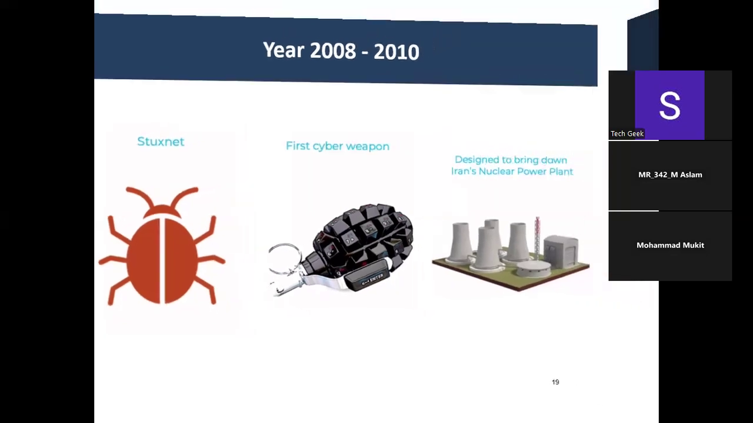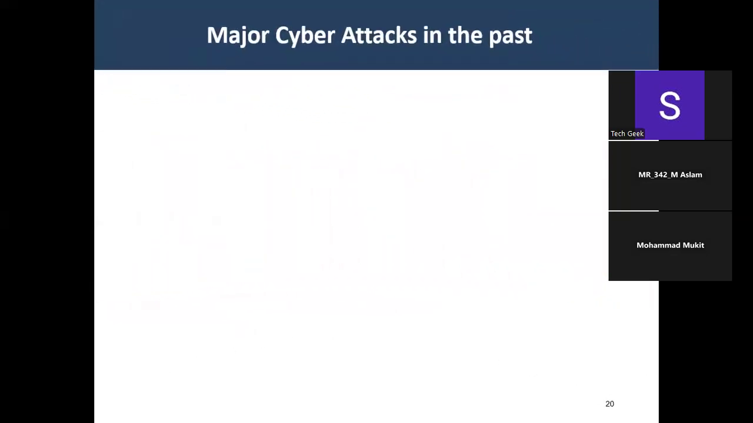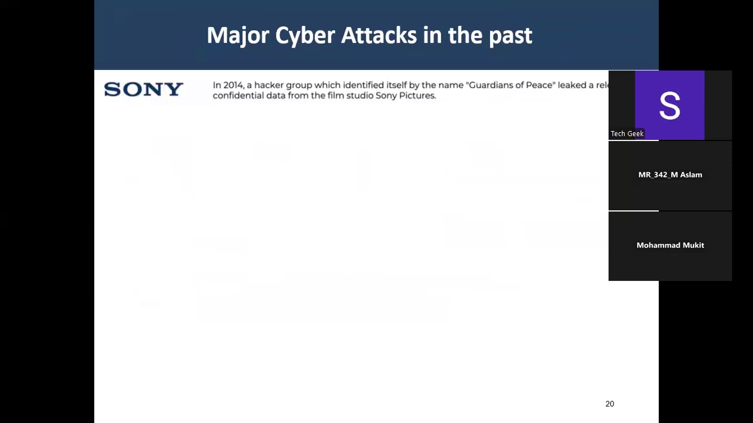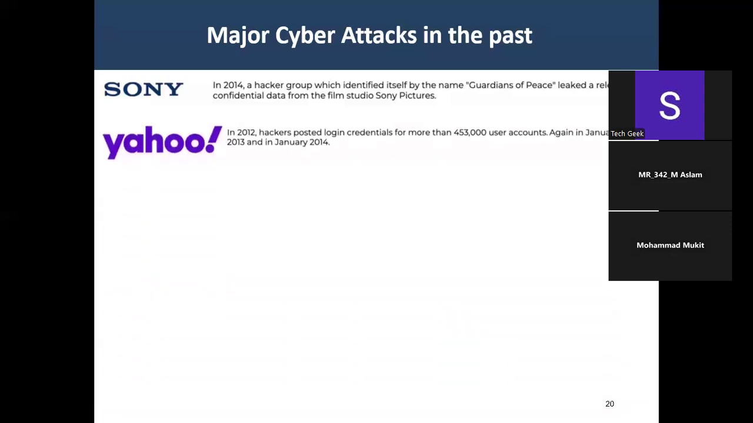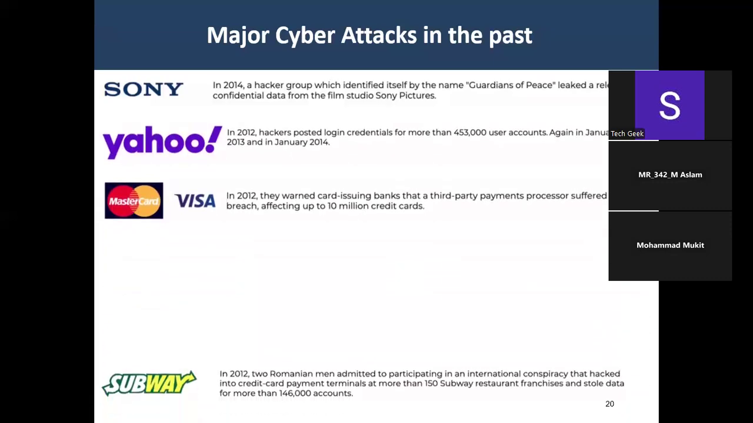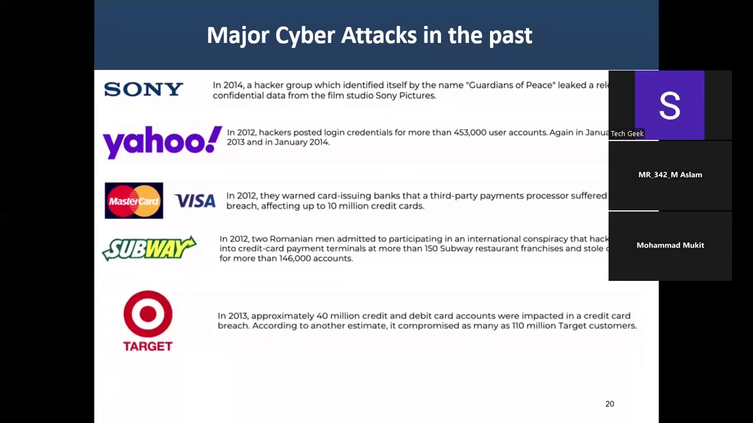Not only this, but there are several companies in the past which were attacked. Sony Pictures, the hacker group, you know about this, right? It happened, and they stole the confidential data from the film studio of Sony Pictures. Ransomware. So there was also Yahoo. There was an attack on Visa, on Subway, on Target, and so on. There were different types of attacks at this time. These are global market, international brands, and they were affected by cyber attacks.